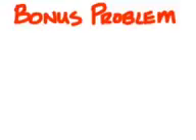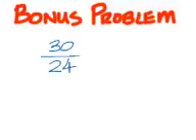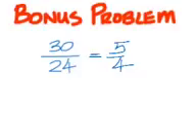Bonus problem, reduce this fraction. 30 over 24. Everybody had the bonus right. The answer is 5 over 4.